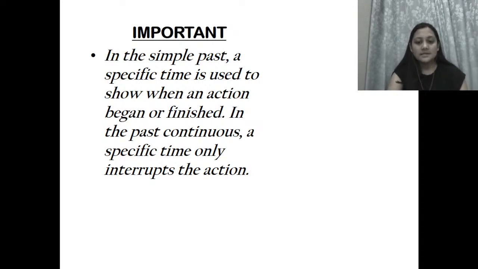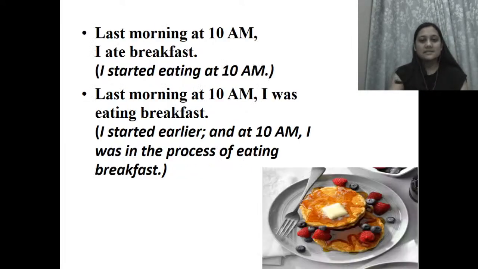In past continuous, a specific time only interrupts the action. But past continuous में क्या होता है, एक activity हो रही थी but उसमें एक interruption आ गया है. तो जो interruption आया उसके लिए हम use कर रहे हैं simple past tense. Right? Last morning at 10 a.m. I ate breakfast. So I started eating at 10. मैंने खाना खाना start कर दिया था exactly at 10.